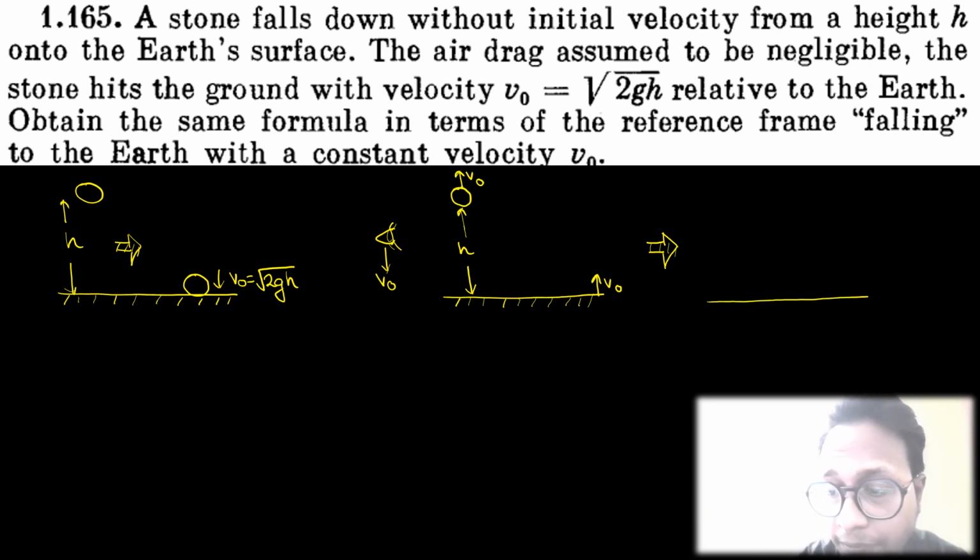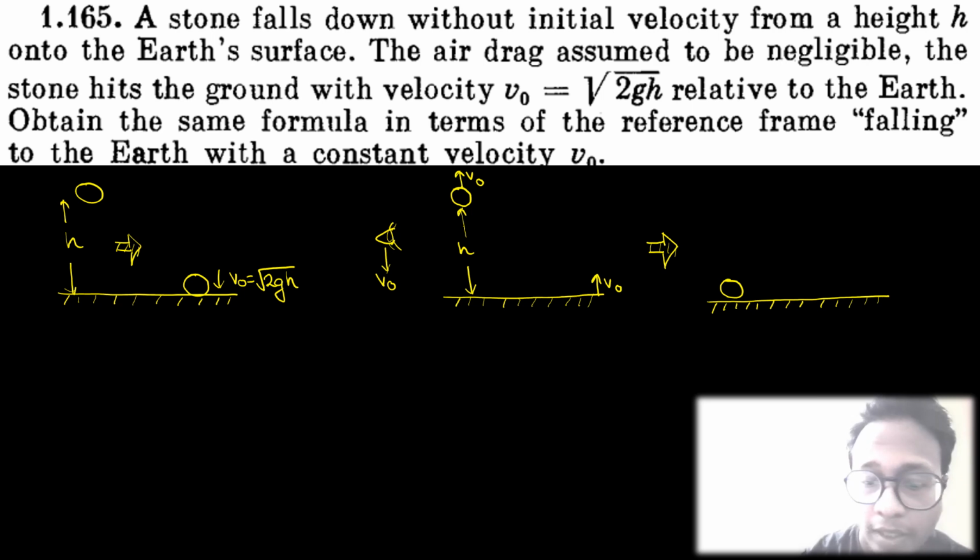Now what happened? Finally, the ball collided with the earth. So when the ball collided with the earth, what was the velocity of the ball? The velocity of the ball was v naught downward, but the velocity of the ball as seen by this observer will be 0. Why? Because the ball itself has a velocity v naught downward, and the frame also has velocity v naught downward. So if we take v naught downward minus the velocity of observer, the velocity of the ball as seen by this observer will be 0.